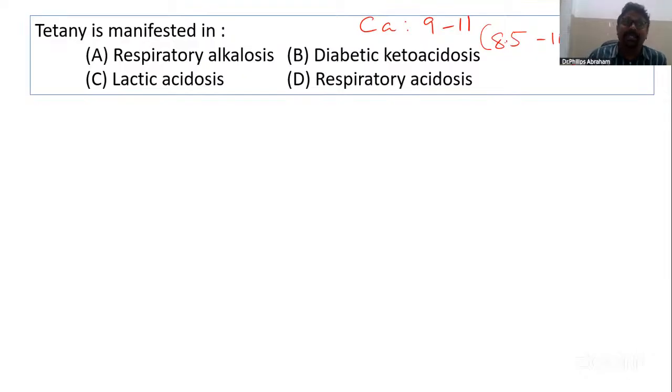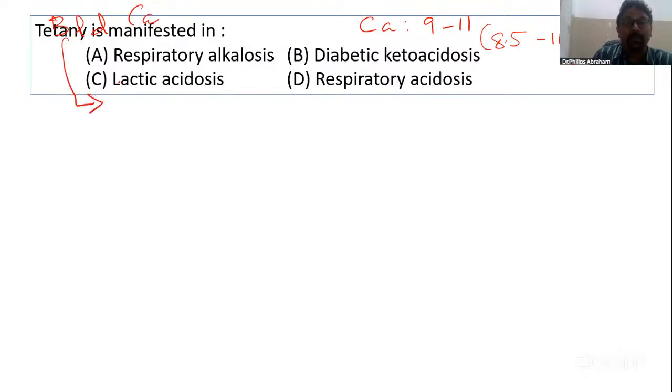When it is decreased, that leads to tetany. Okay. Now a question comes: in which type of acid-base disorder does tetany, or simply hypocalcemia, occur? That is the question. Now, there comes the point. Blood calcium level.